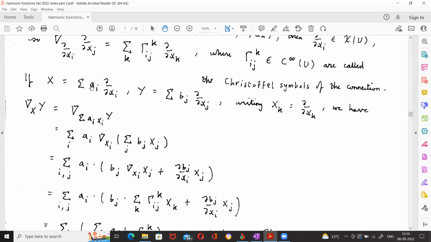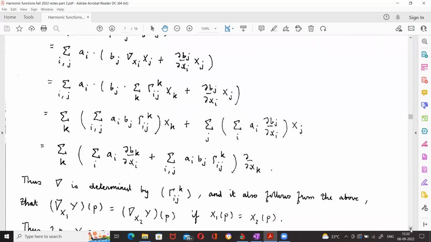so X was the sum of a_i del/del x_i. The a_i's are the coefficients of X. So you know that nabla is linear in X, C infinity(M) linear. So here what you get is this expression, where the coefficients are linear in the a_i's, right? As expected. And not just linear, but they don't depend on any derivatives of the a_i's. Okay.